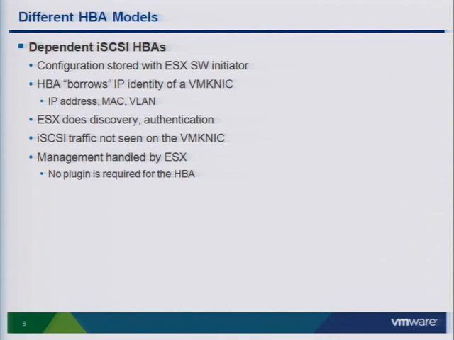It counts on ESX to actually do the discovery and authentication before handing over the offloaded session to the iSCSI HBA. As a result of this, you have a VMKNIC that's configured up to talk to your iSCSI target, but if you look at the stats for it, you won't actually see any of the iSCSI traffic going over that VMKNIC. The traffic is actually going through the iSCSI HBA.